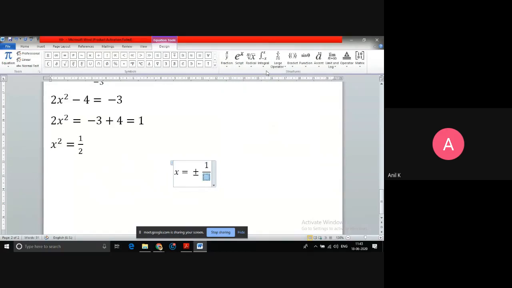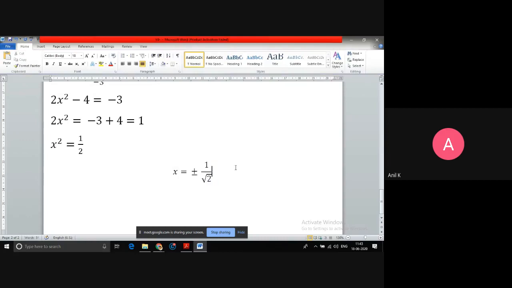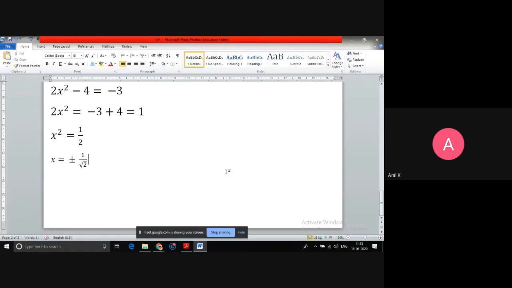Numerator is going to be 1 and denominator is going to be root 2. Okay, so this is the solution of the given question. Because x square is there, if I send x square to the right hand side, square will become square root. Root 1 is 1, so that's why I didn't put the root. It will come 1 upon root 2. Is it clear?